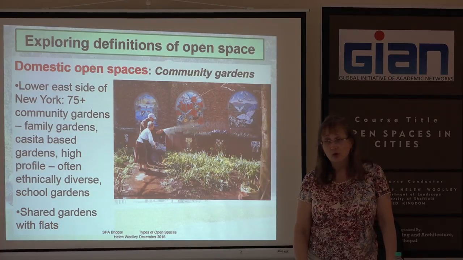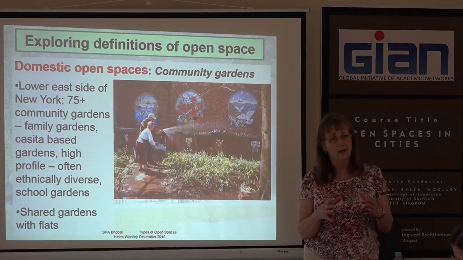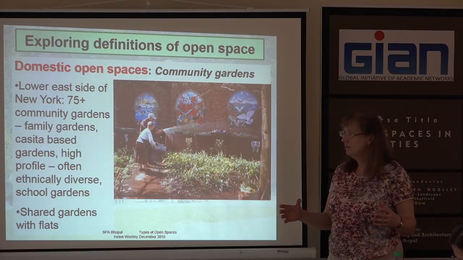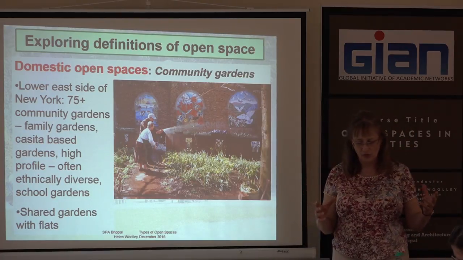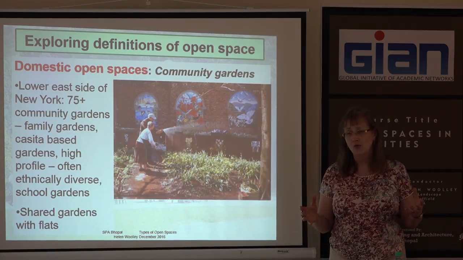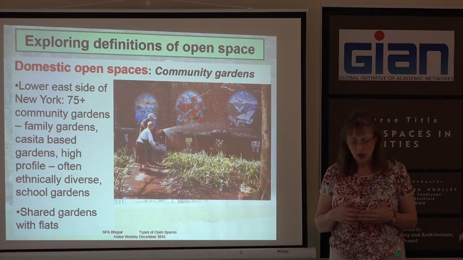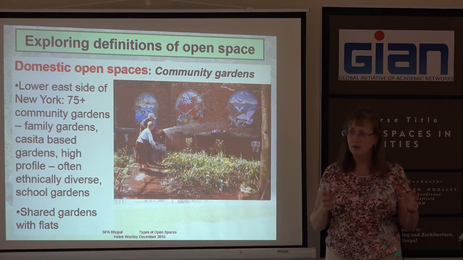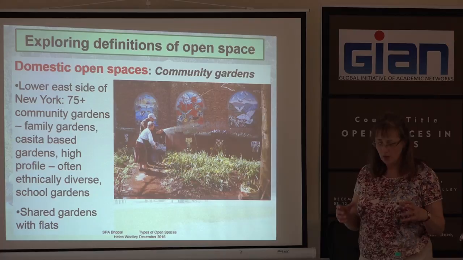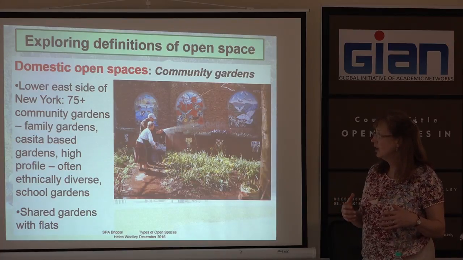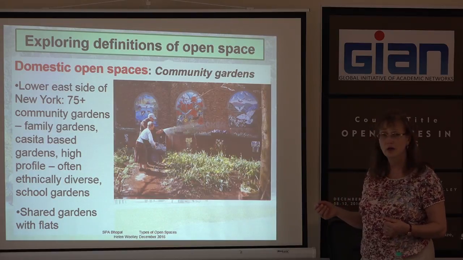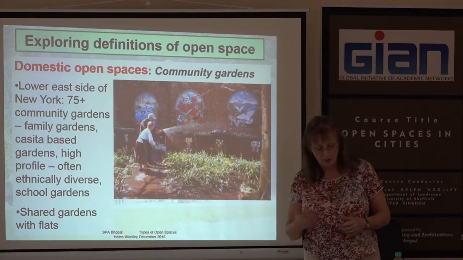In some parts of the world, those gardens aren't just for one house, but they are shared, so they become community gardens. So there are different types of community gardens. In New York, there was a period of time when buildings had been demolished, and a whole range of people claimed those spaces as community gardens, casita-based gardens. Often they were people who are ethnically diverse, and they used these for growing food, and they were very popular.